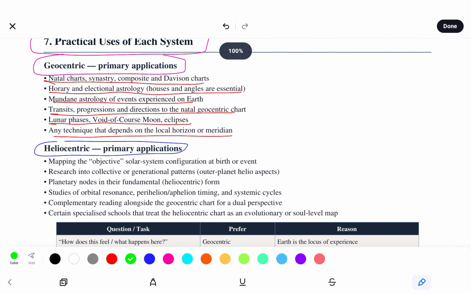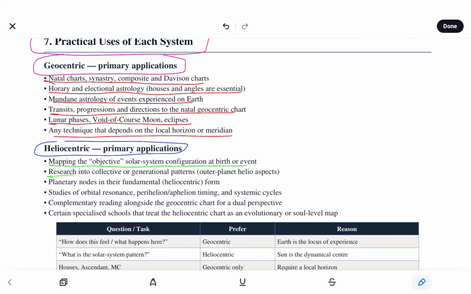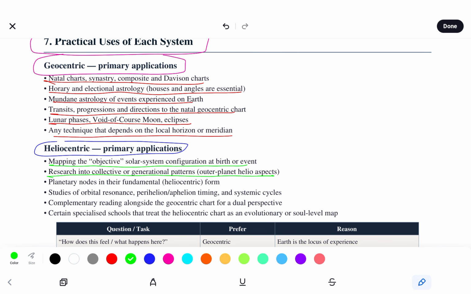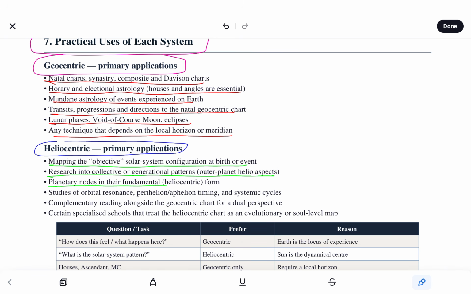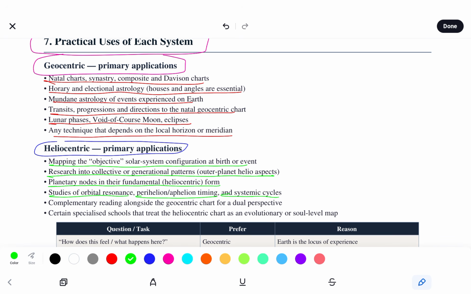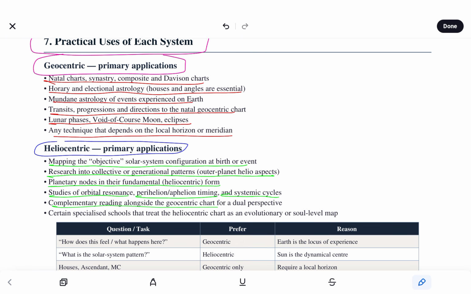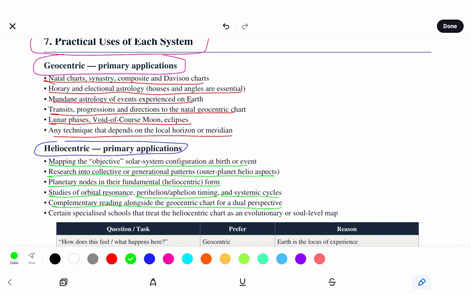And for helio: mapping the objective solar system configuration at birth or event, research into collective or generational patterns, outer planet helio aspects, planetary nodes and their fundamental helio form, studies of orbital resonance, perihelion and aphelion timing, and systemic cycles, complementary reading alongside the geo chart for a dual perspective, and certain specialized schools that treat the helio chart as an evolutionary or soul-level map.